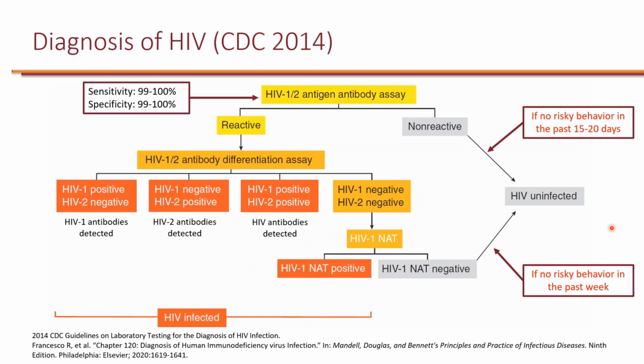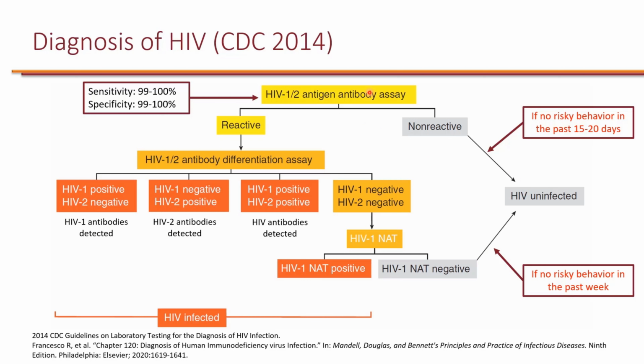Let's take a look at diagnosis of HIV. These are the recommendations from the 2014 CDC guidelines. Since 2014, it's been recommended to use an assay that's a combination of antigen and antibody, and these are antigens and antibodies from both HIV-1 and HIV-2. If this is non-reactive, assuming that the patient has not had risky behavior in the previous 15 to 20 days, then we can confidently conclude that the patient does not have HIV. This test has a very high sensitivity and specificity.